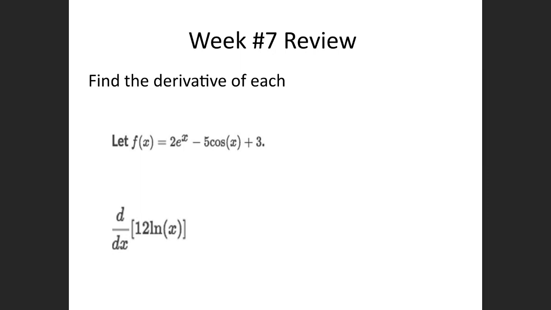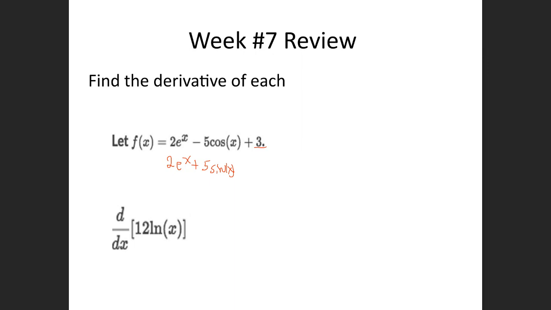Okay, so the first one is just e to the x, and last week we learned that the derivative of e to the x is e to the x. It is the only function that has itself as its derivative. And the number in front just stays. So this is just going to be 2e^x minus, and then the derivative of cosine of x is negative sine of x. So that's going to change this to a positive 5 sine of x, and then the plus 3 is the constant. It's going to just become 0. So 2e^x plus 5 sine of x is absolutely correct.